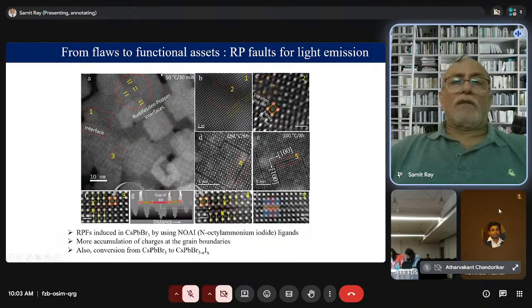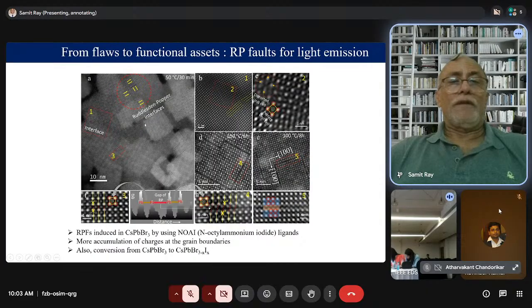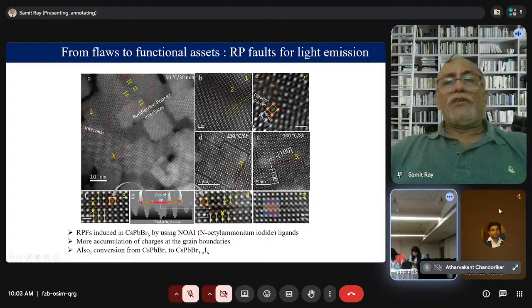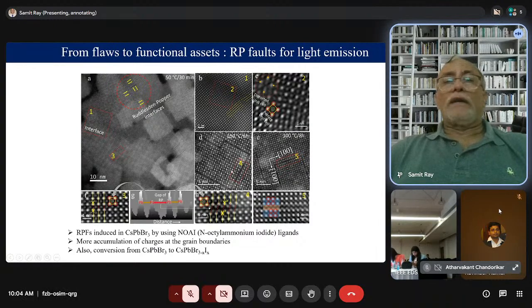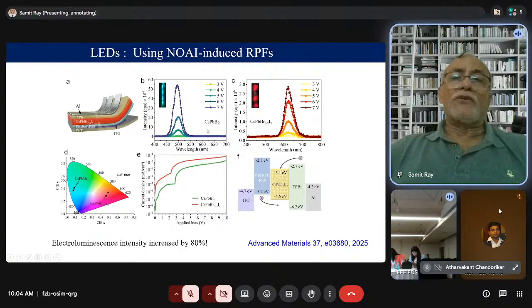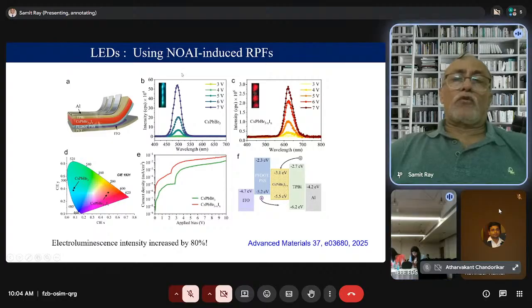This is basically the diffraction pattern, where it shows that actually there are lots of planar faults, or the RP faults. So we engineered them, and once we passivate with the ligand, we get very, very good quality LED devices.